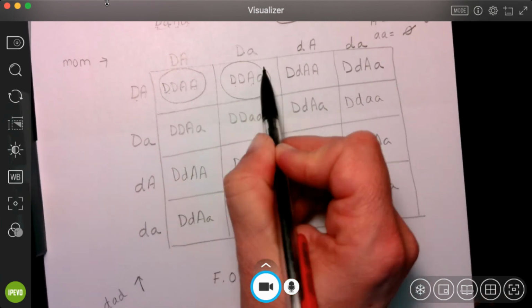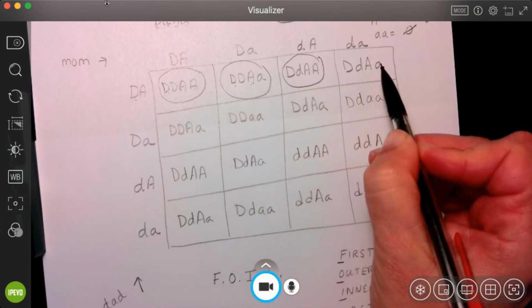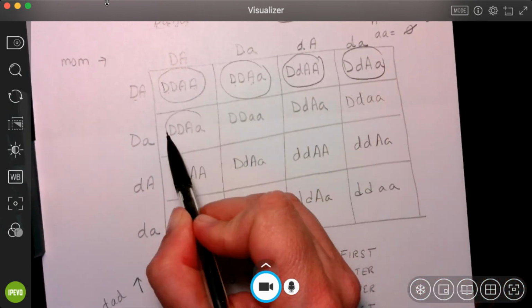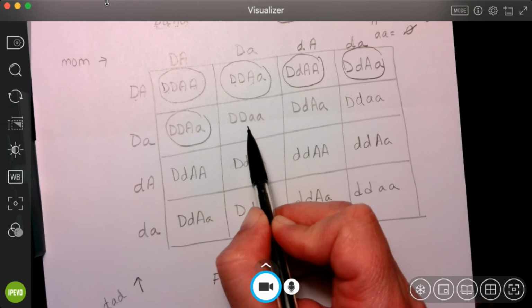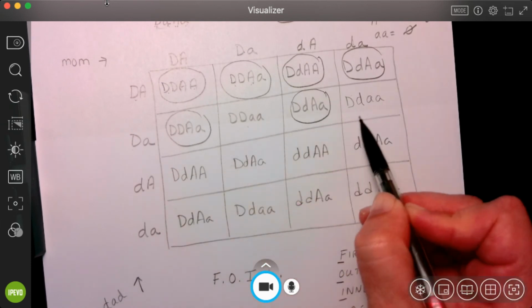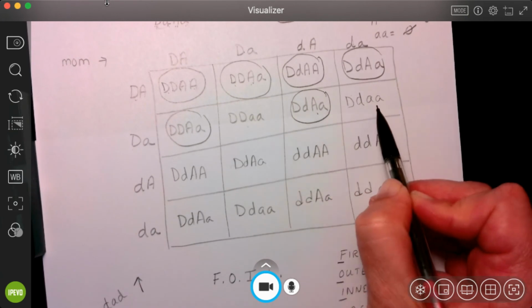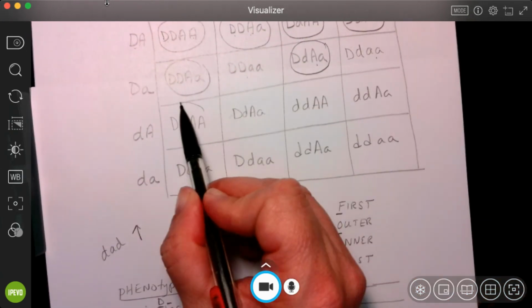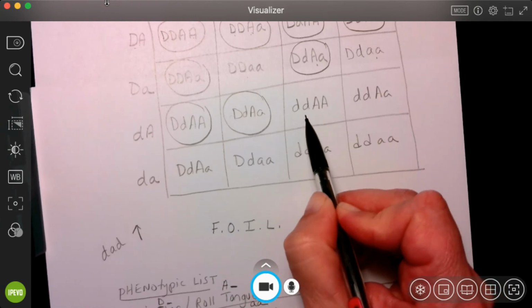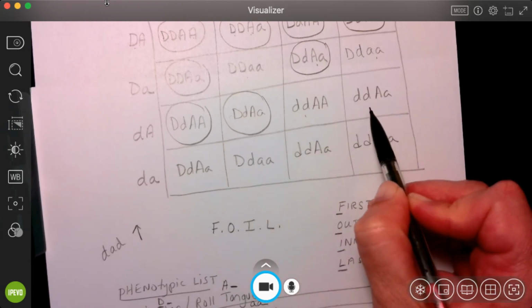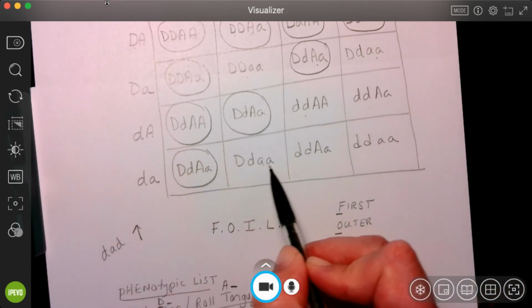That one has at least one of each capital letter. This one has at least one of each capital letter. This one I'm not going to circle. It has a big D, but there's no big A, so that wouldn't count. This one has at least one big D and one big A. This one does not. This one does. This one does. This one does not. This one does not. This one does. And none of the rest do.